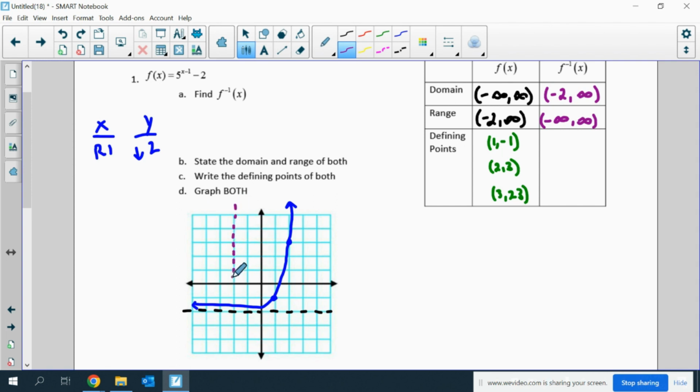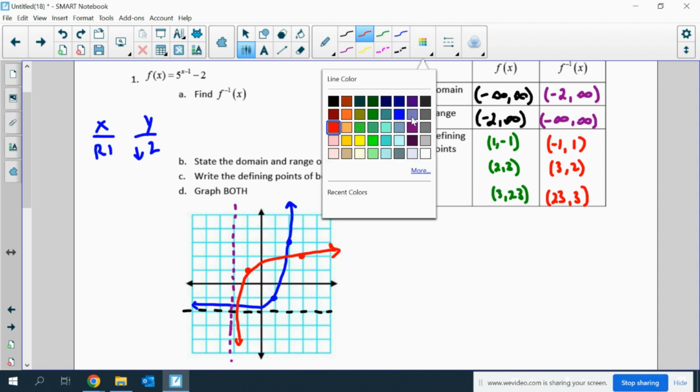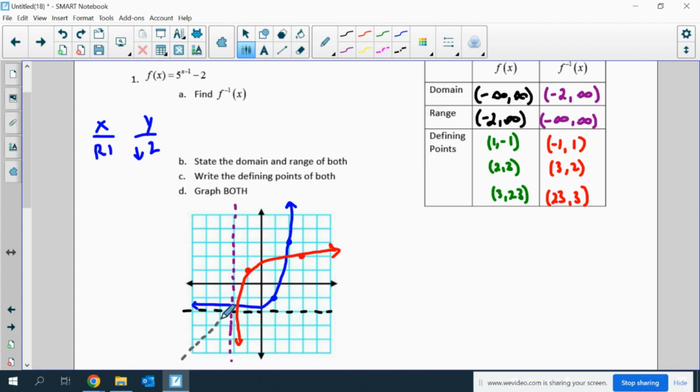So I'm going to have a vertical asymptote at negative 2. And then my defining points will be all the x's and y's flipped. So negative 1, 1, 3, 2, and 23, 3. And a graph that looks something like this, which, as we know by now, if I drew the line y equals x, it should look like the red and blue graphs flip over that.